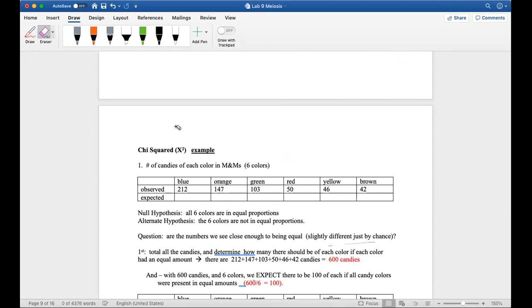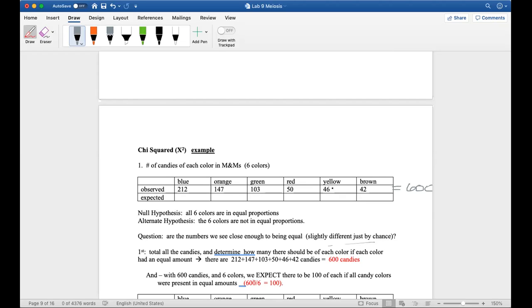All right, so let's say that in a bag of M&Ms, we have 6 possible colors. You've got blue, orange, green, red, yellow, and brown. Yummy. Now, our hypothesis is that in this bag, there should be equal amounts of all of these colors. So how many M&Ms did we have in this bag? Well, we had 212, 147, 103, 50, and so on, but if you added all this up, you would find that there were 600 M&Ms. That's a very generous bag of M&Ms.